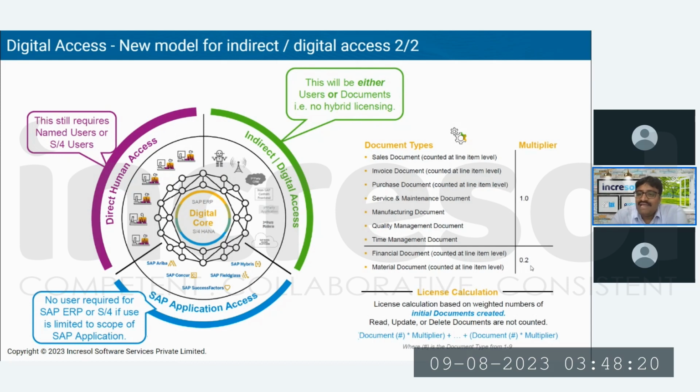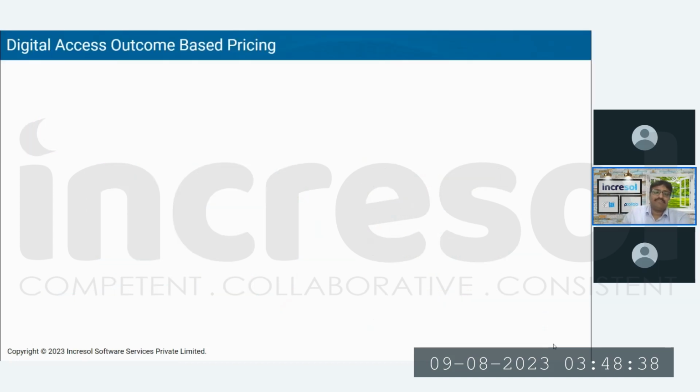So the license calculation will happen like this: the total counts of each document type will be measured with the multiplying factor, and then we'll sum all those things. That will give us the total digital access applicability, or the licensing measure. So this will happen on an annual basis.